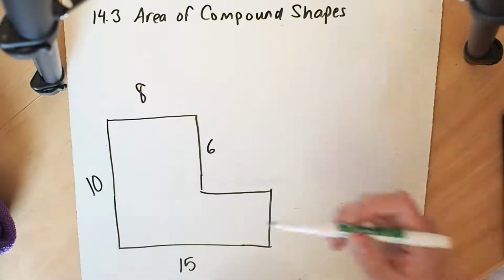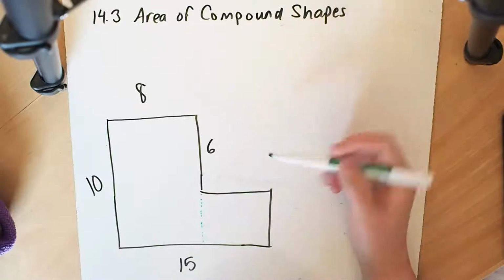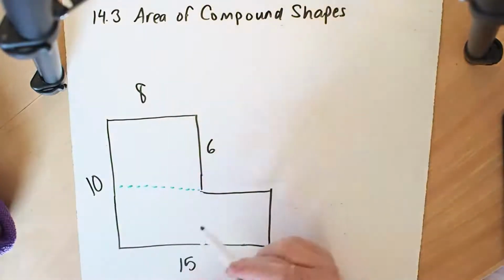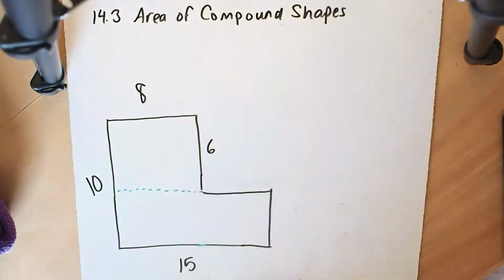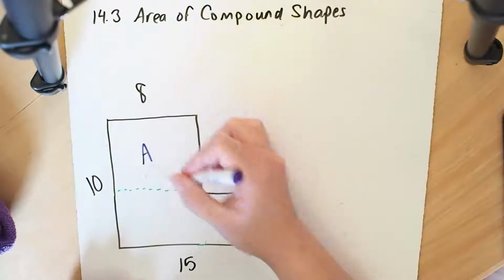shapes. So I'm going to show you, it looks like we can split it this way and make two rectangles next to each other, or we can also split it this way and make two rectangles stacked on top of each other. For this lesson, I'm going to stack them this way because I think it's easier to solve. So now I have two rectangles, I have two shapes. I'm going to label them shape A and shape B.